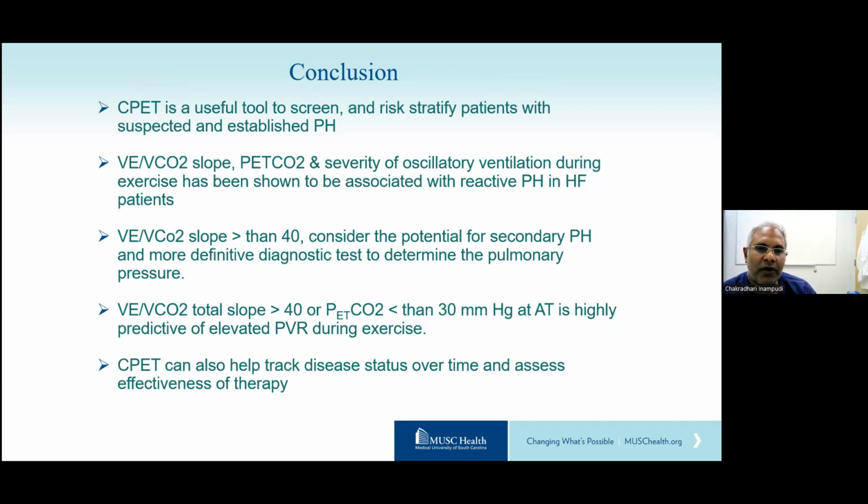With a slope greater than 40, please consider the potential for a secondary PH and a more definitive diagnostic test to determine pulmonary pressures. A slope greater than 40 and PET-CO2 less than 30 at 80 is highly predictive of elevated PVR, in addition to the mean pulmonary pressure. And as I discussed before, CPAT can also help track disease status over time and assess the effectiveness of therapy.